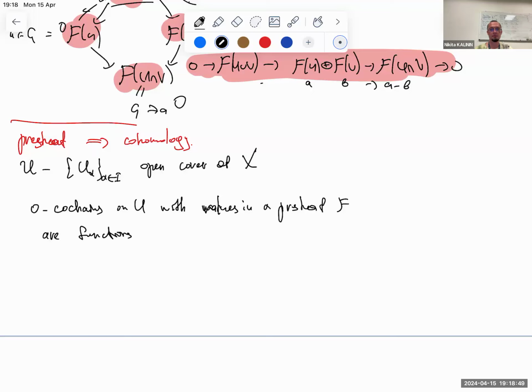So how to denote them? Well, for any U alpha, we just have an element of F of U alpha. So for every element of the cover, we assume an element of the corresponding abelian group. It may be different for different open sets, maybe the same, so we don't know. So these are zero chains.